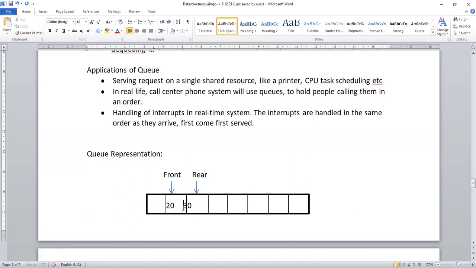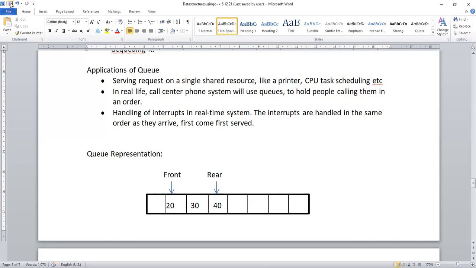If the rear pointer moves, an element is inserted. After 30, the element 40 is inserted. If the front pointer moves, it will delete an element. So the queue will be represented with two pointers, a front pointer and a rear pointer, where the rear pointer inserts elements, whereas the front pointer deletes elements. To delete an element we require a front pointer, to insert an element we require a rear pointer. Okay, understood?